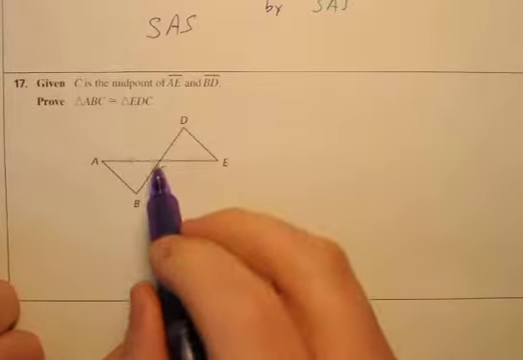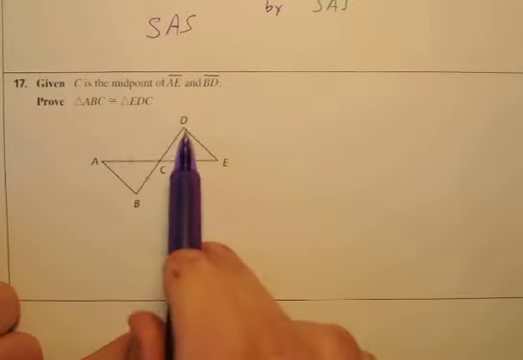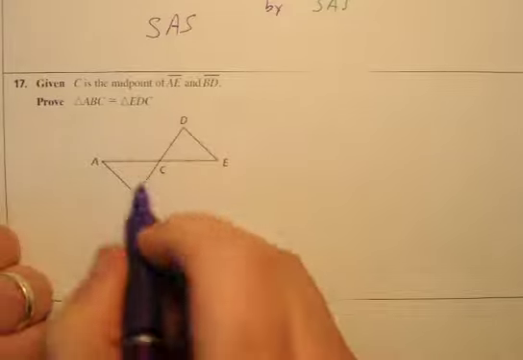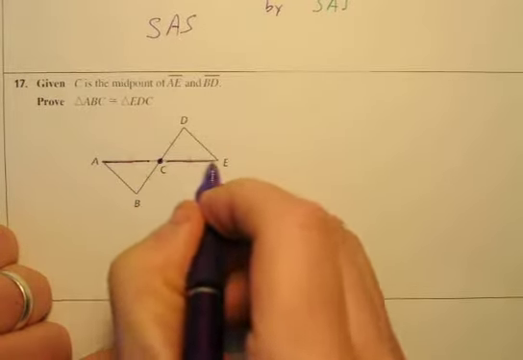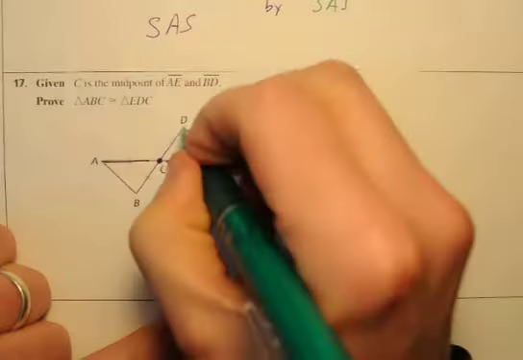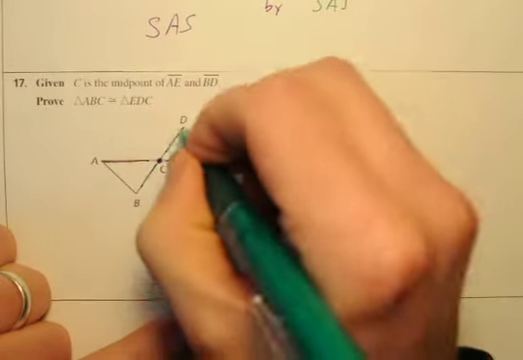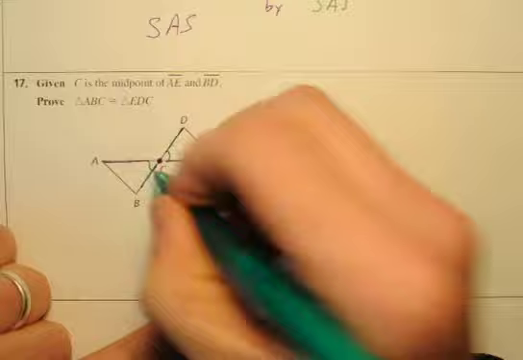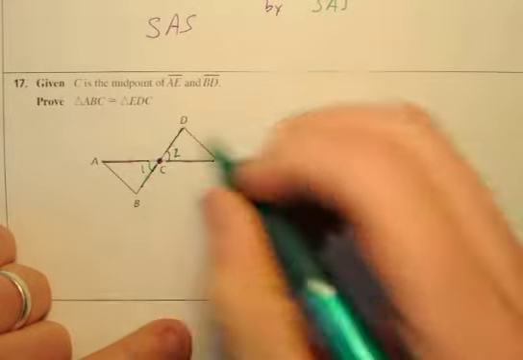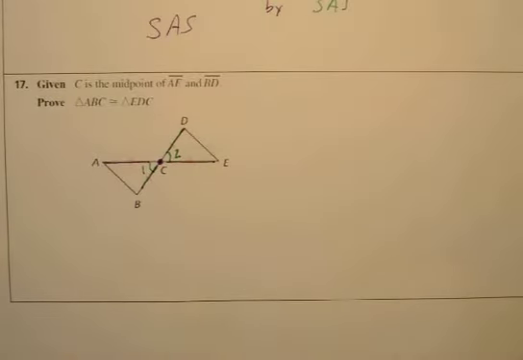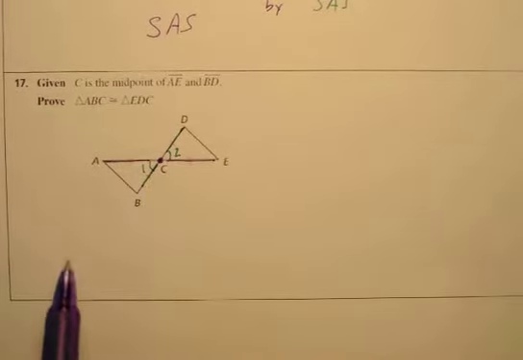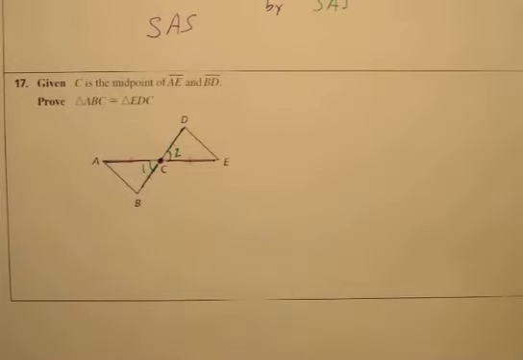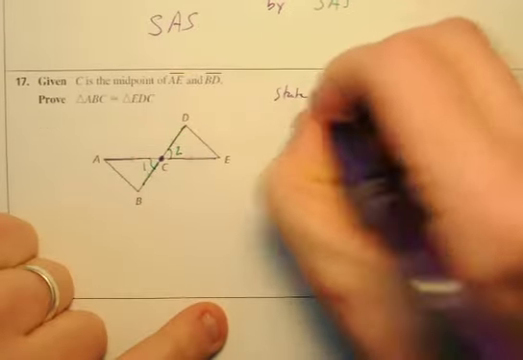We are given that C is the midpoint of that and that. So that means that C is being a midpoint. This is the same as this, and this is the same as this. And we got the vertical angles, I'll call them angle 1 and angle 2, and that's going to be our proof. We're just going to state that we got these sides and these angles congruent, and we're going to use side, angle, side again. So let me do that real quick.